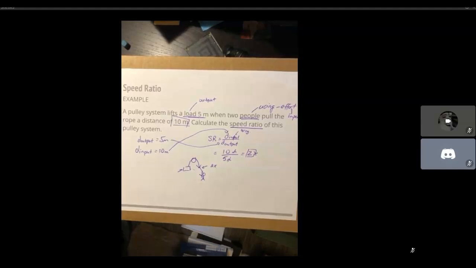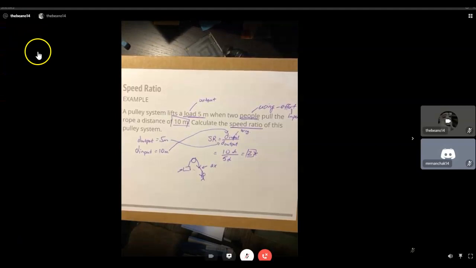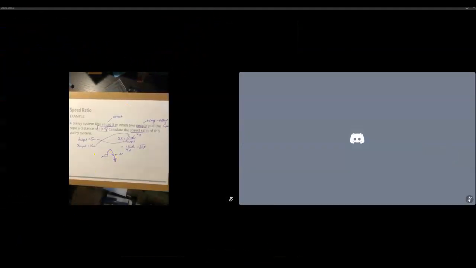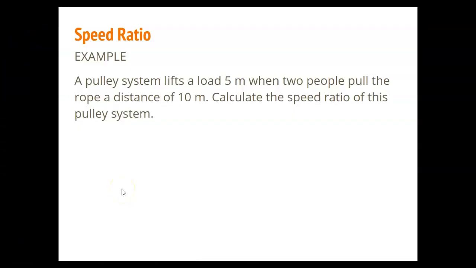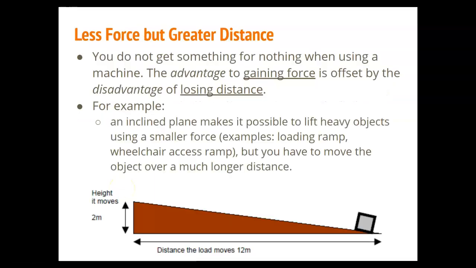So we've got a bit of a trade-off going on here, and so I'm going to hit pause. With that multiplication of speed, I wanted to get into talking about this idea of less force but greater distance, because in every situation we've got a bit of a trade-off going on. In this case we don't get something for nothing when using a machine. The advantage of gaining force is offset by the disadvantage of losing distance. So that pulley system has a mechanical advantage to it.